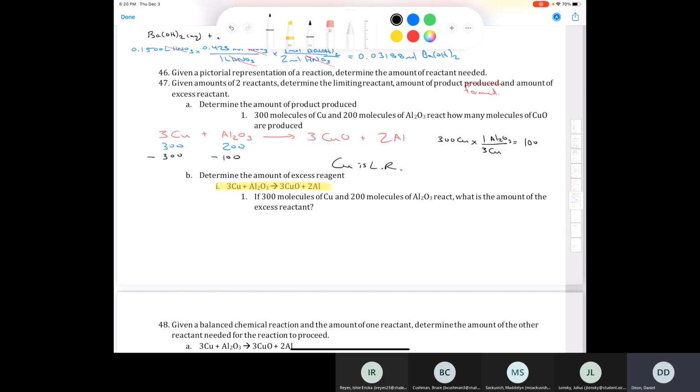What is the amount of excess reactant? Well, when I tally this up, so this is initial, this is change, this is final, I'm going to have no copper left over, but I'll have 100 aluminum oxide formula units left. So 100 Al2O3 in excess. All right.